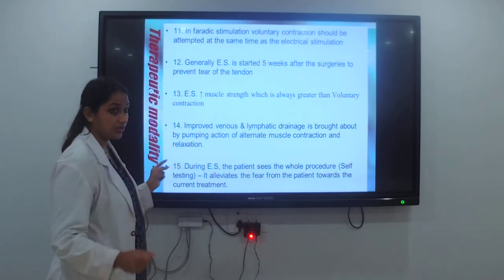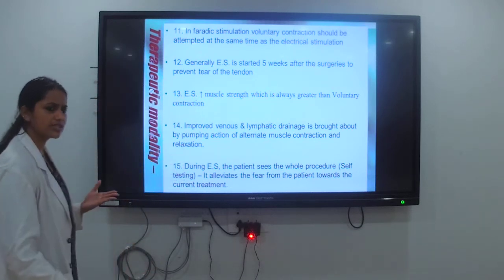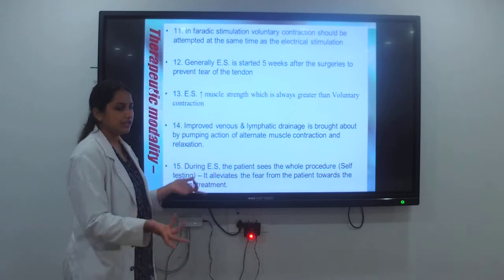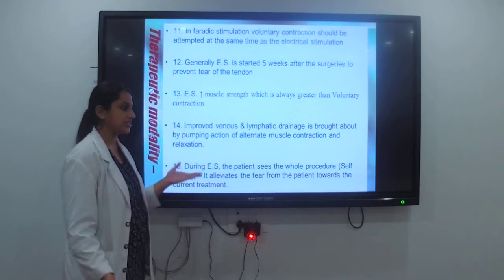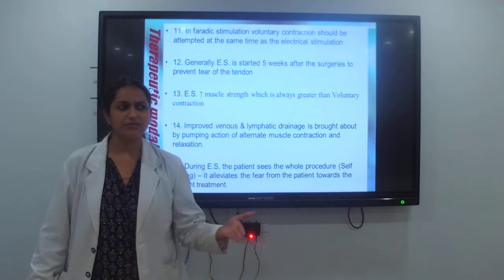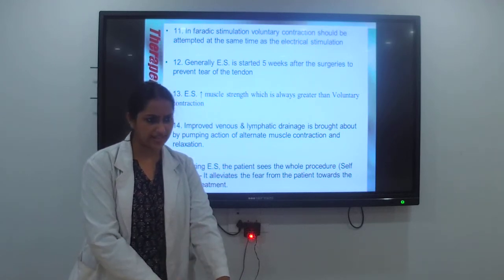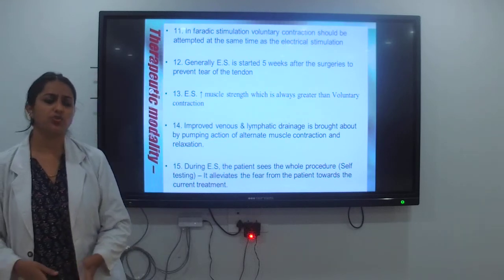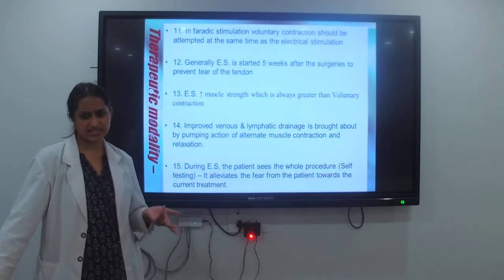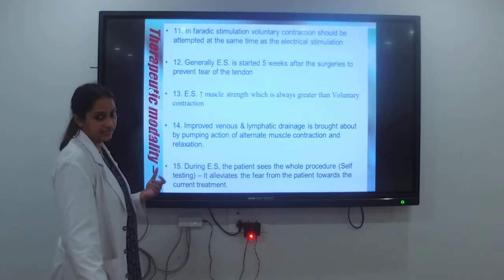Because of alternate contraction and relaxation, or you can say that it is causing a kind of exercise of that specific muscle. In the same manner, electrical stimulator also does the same thing, muscle contraction and relaxation. Same as the example of dumbbells, where you are also doing repetitive action of muscle contraction and relaxation. Same like that, the electrical stimulation, one is voluntary and one is electrical. So the same will happen: there will be strengthening of muscle.